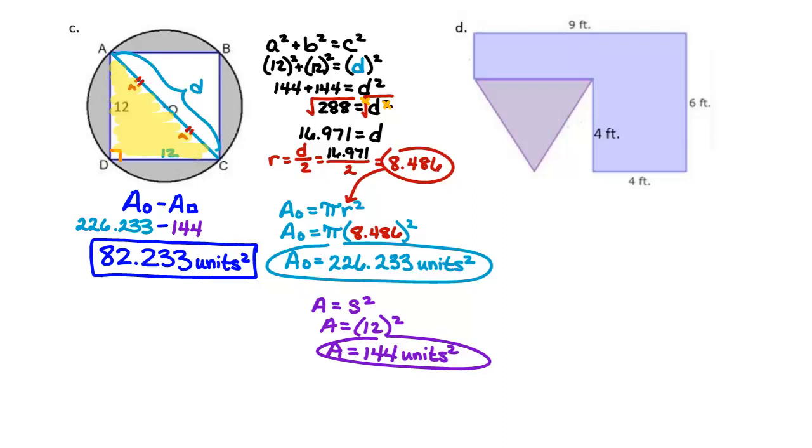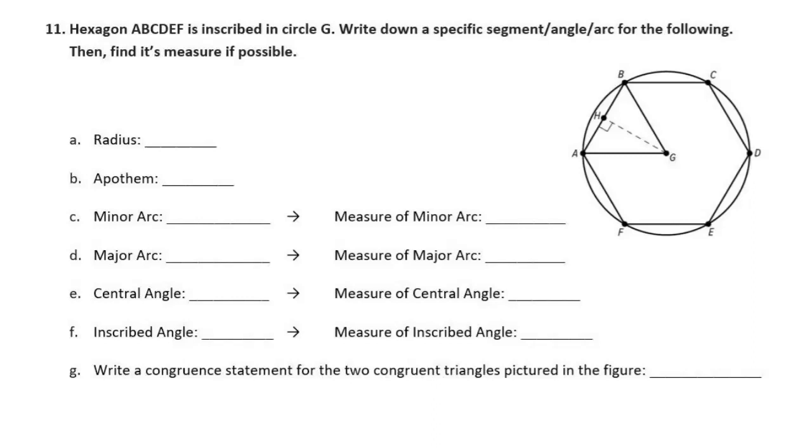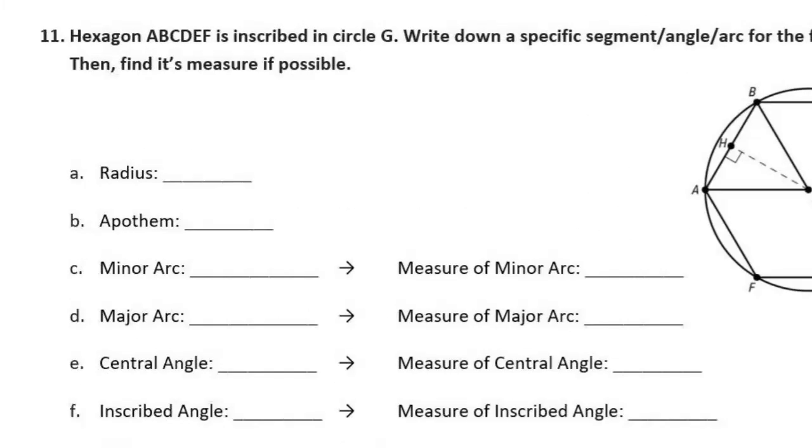What else would you guys like to see? Number 11? Absolutely. Number 11, we need to identify these different pieces, and then for 4 of them, we need to find the measurement. So first thing they want is a radius.